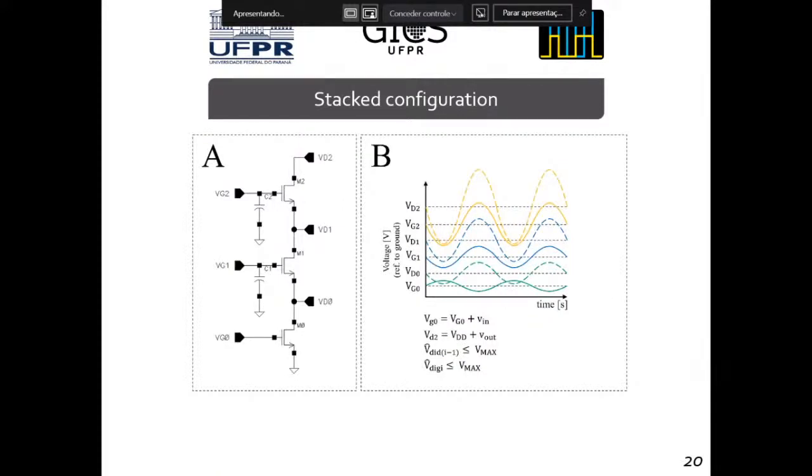The main difference between the cascode configuration and the stacked configuration is the presence of signal at the gates of the upper transistors. The main idea behind this topology is the step-by-step, or transistor-by-transistor, voltage amplification. At the output, the amplified voltage is at its maximum.